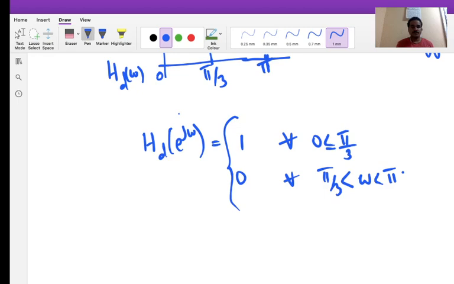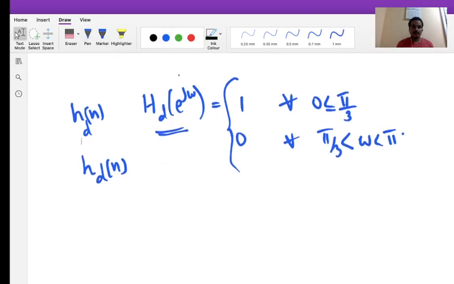Okay, so in this case your desired response for your system is known. You know that it is of magnitude 1 from 0 to pi by 3. So how will you find the corresponding desired impulse response? Instead of h(n), let us call it h_d(n), which is the desired impulse response. So for that you need to take the inverse transform.